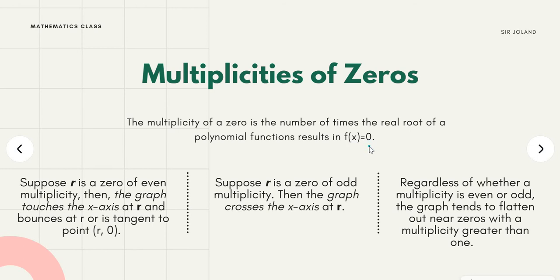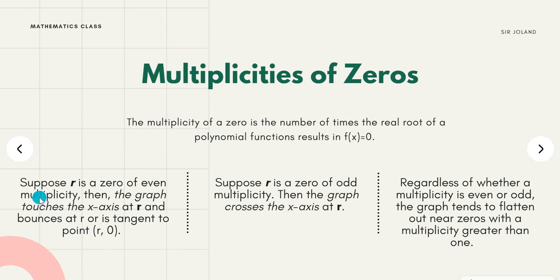So, ito naman yung bilang ng appearance, no? How many times lalabas ang isang root sa isang function, no? Pwede kasing nadodoble yung roots natin, minsan triple. So, depende yan, no? Kaya meron tayong tinatawag na multiplicity of zeros.